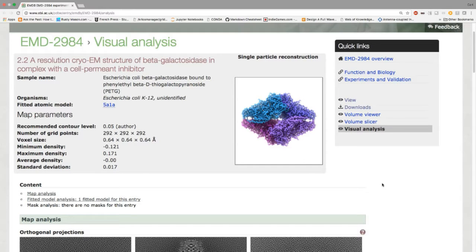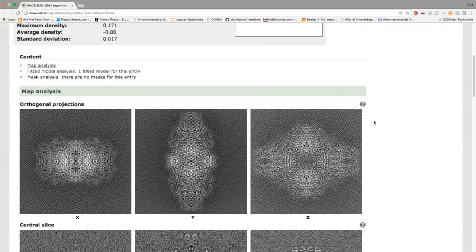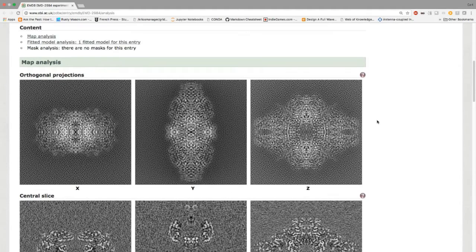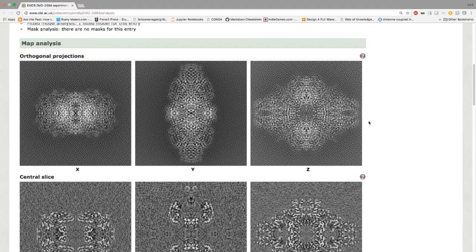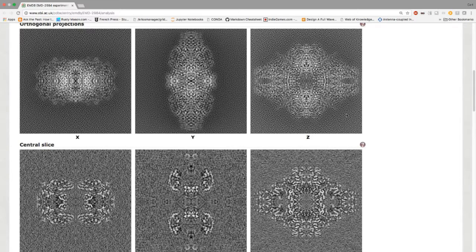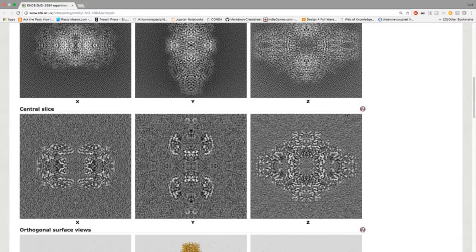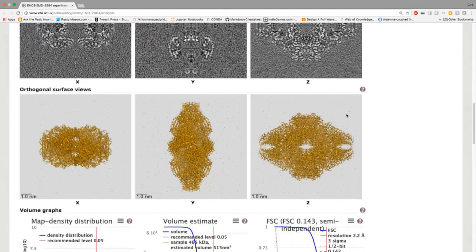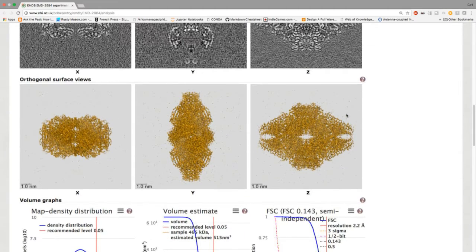So among the things that will be included are these projections. And I think it's actually pretty useful to be able to see. I mean, you can tell very clearly here, this is not a masked structure. There's no masking in this volume. Central slice, orthogonal surface views. Of course, that has to be done at a particular contour level. We do ask for people to provide their recommended contour level.